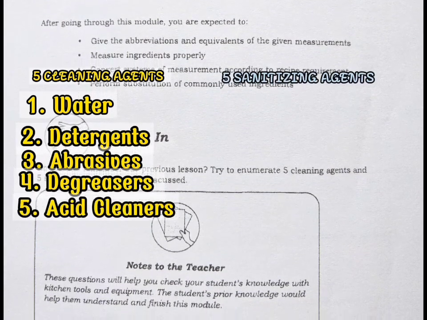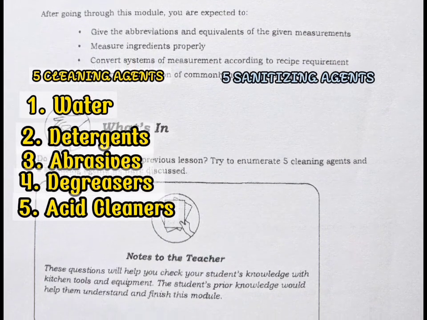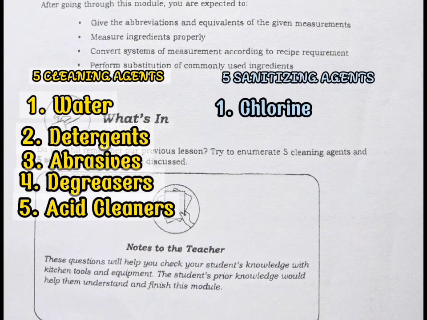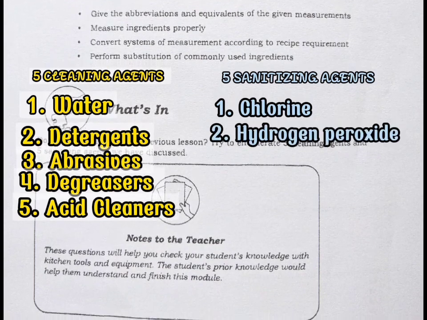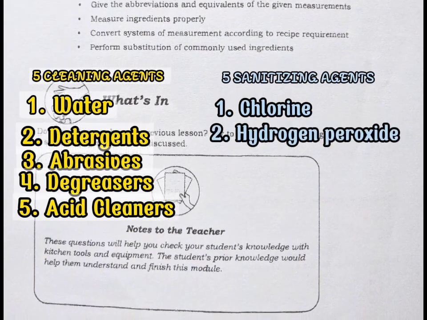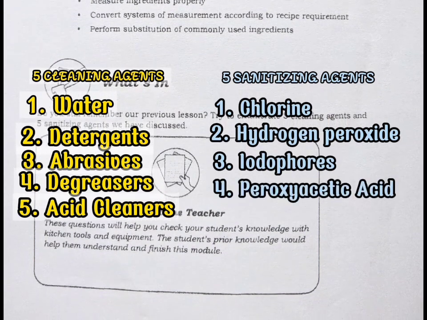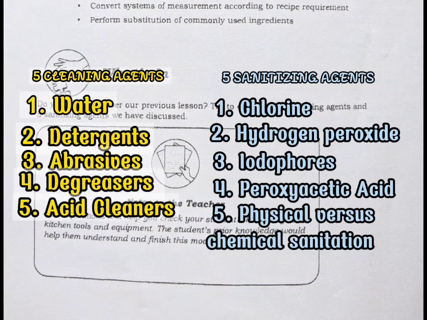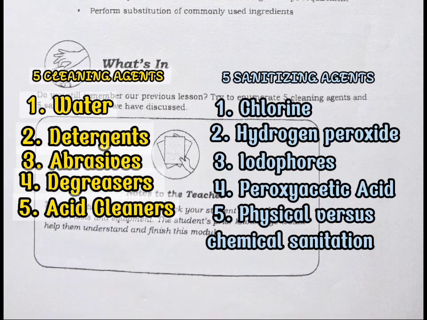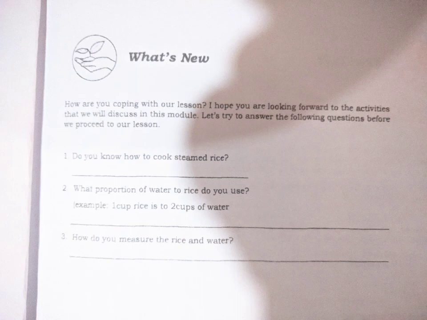And here are some sanitizing agents we have discussed before. 1. Chlorine. 2. Hydrogen peroxide. 3. Iodophores. 4. Peroxyacetic acid. 5. Physical versus chemical sanitation. Let's answer the task here in What's New.